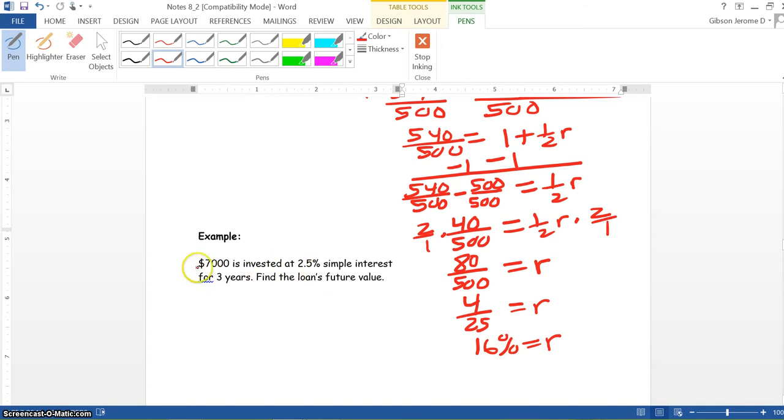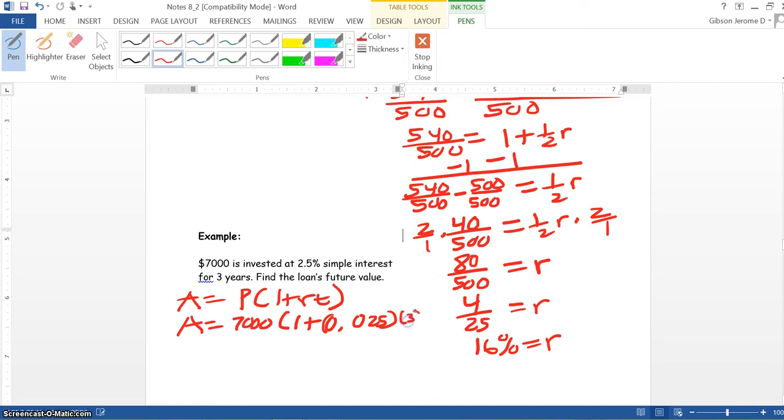So now we want to go to the next example. It says $7,000 is invested at 2.5% simple interest for 3 years. Find the loan's future value. So we would take A is equal to P times 1 plus RT. So we will have A is equal to our principal, $7,000, times 1 plus our rate, which is 2.5%, which would be 0.025, and it would be multiplied by T, which is 3 years.